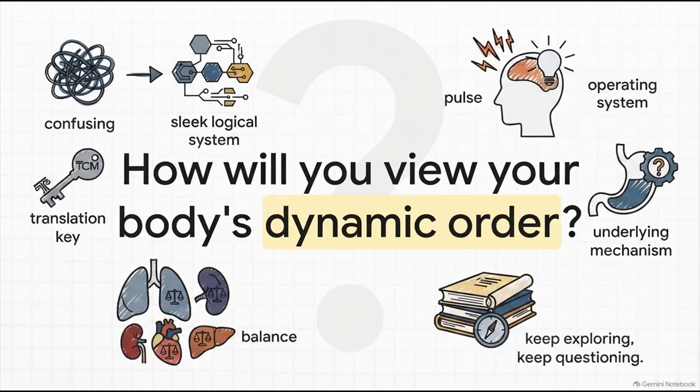We have covered a massive paradigm shift today, moving from what felt like confusing, mystical jargon to a sleek, highly logical operating system of the human body. So, now that you have this translation key in your hands, how will you view the dynamic order of your own body differently? The next time you have a headache or a stomach ache, are you just going to look at the surface? Or will you stop and ask what underlying mechanism is actually out of balance?